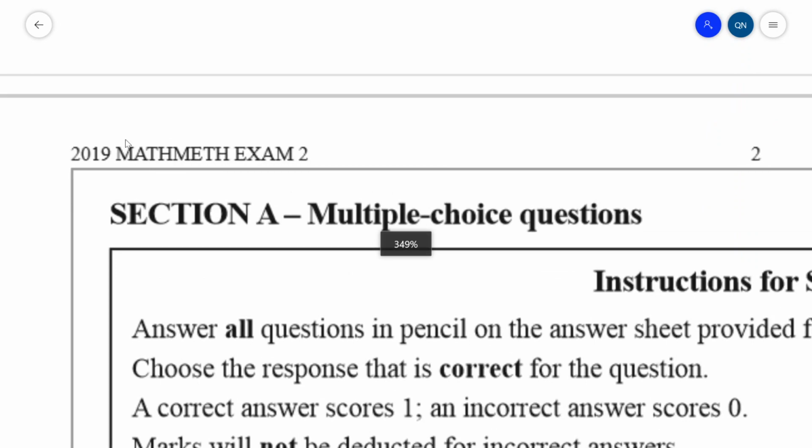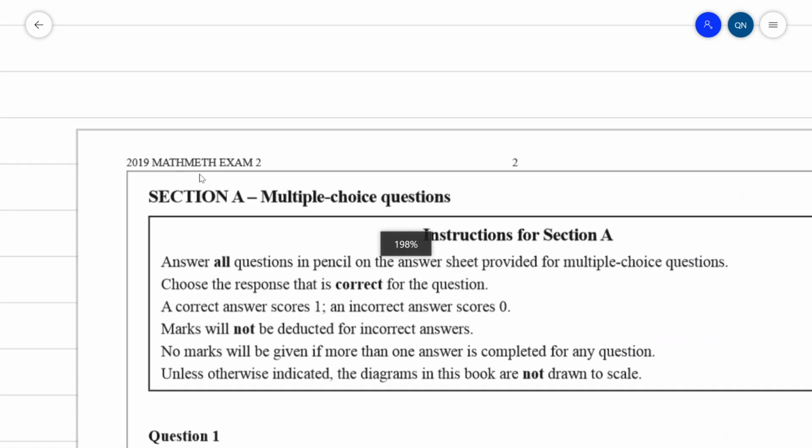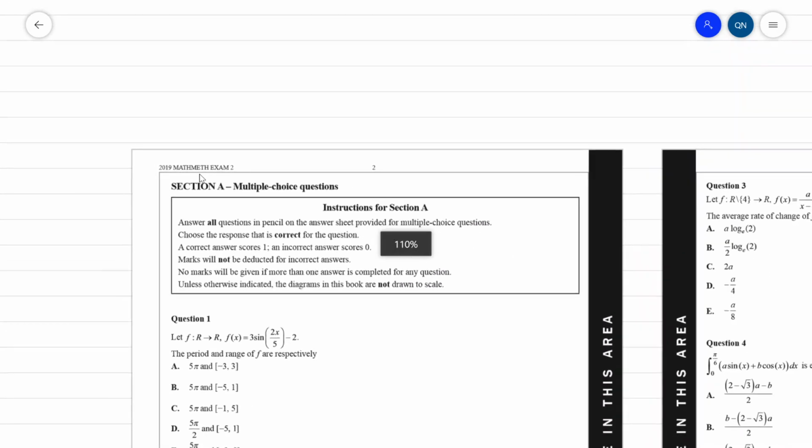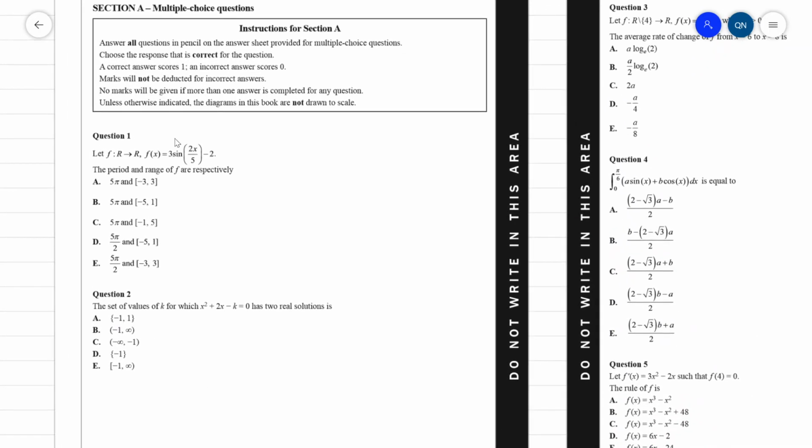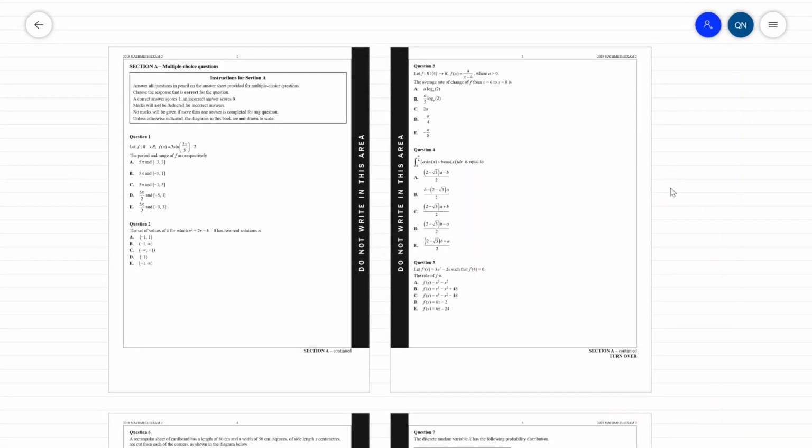Today we're taking a look at the 2019 Methods Exam 2. Only the multiple choice section as usual, of course, because I like to split things up. So extended response questions will be in another video posted sometime soon, hopefully. Anyways, let's just jump straight into the first question.